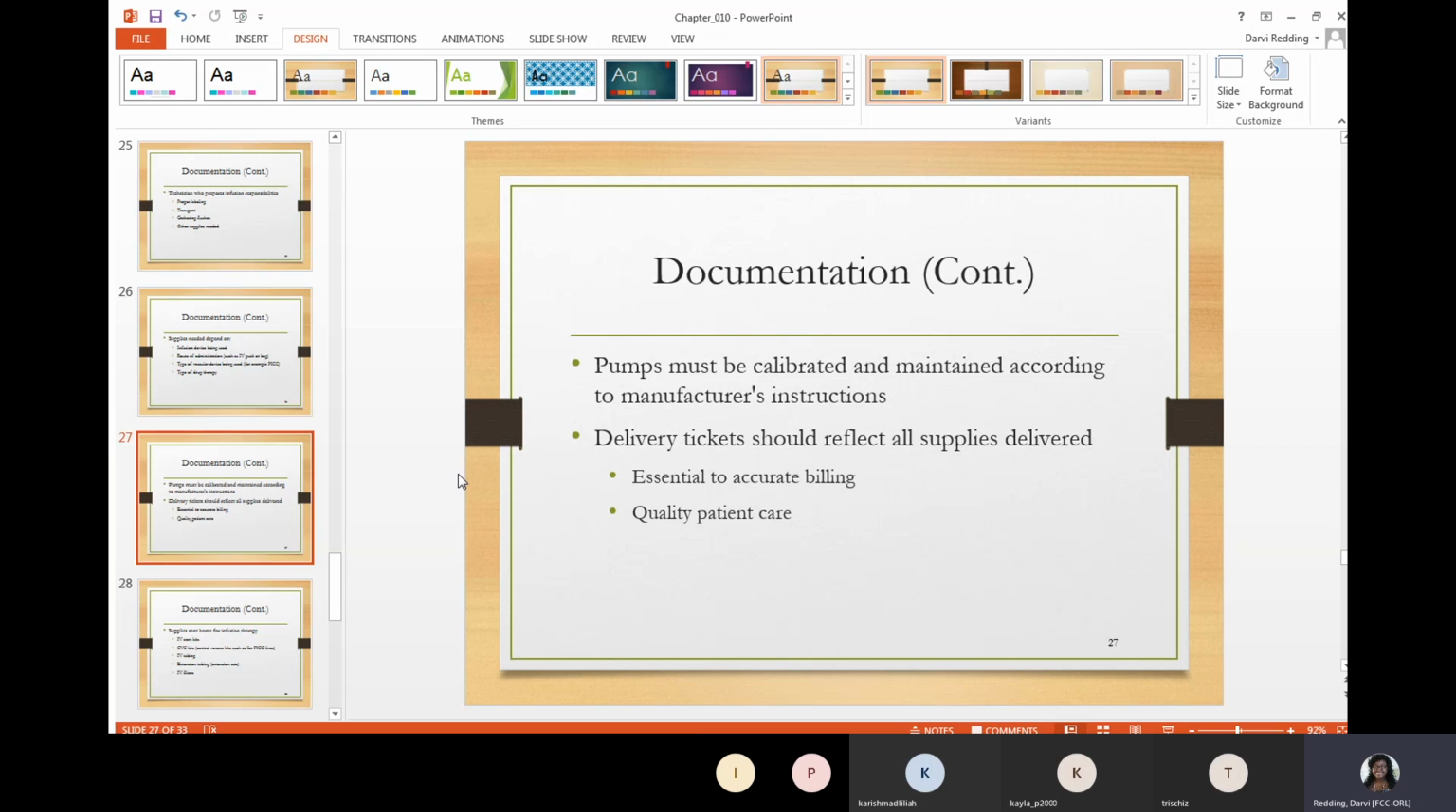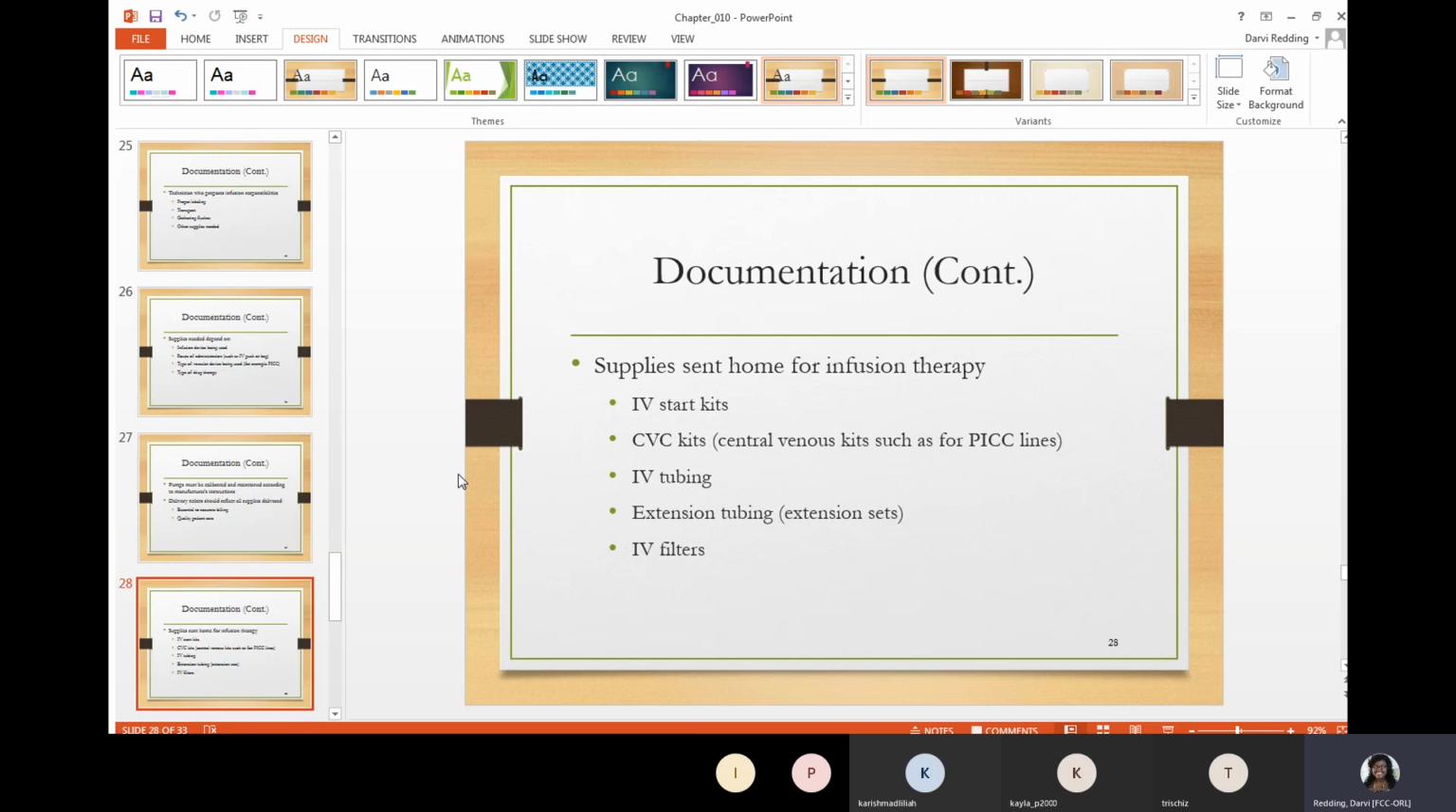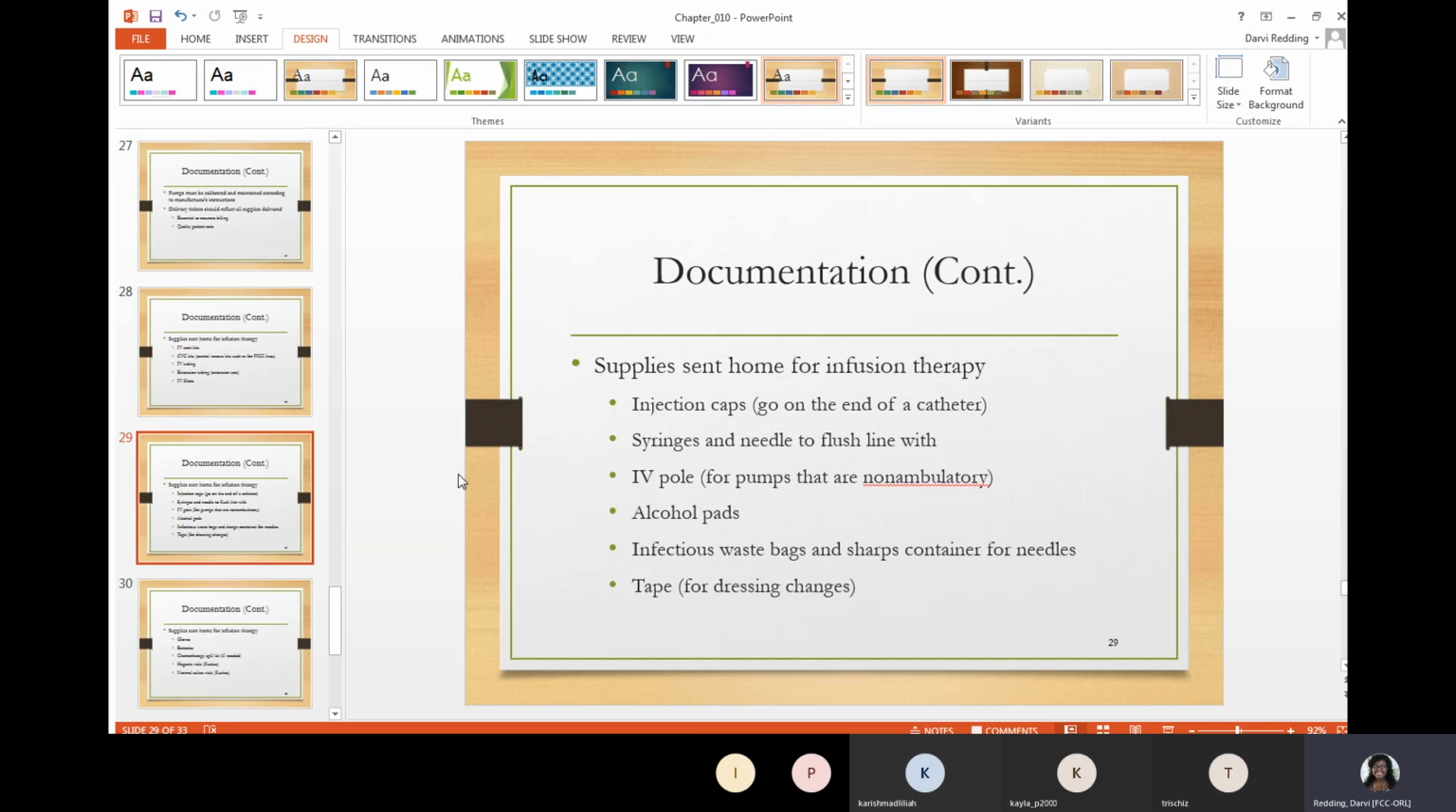So now that we've talked about the documentation, with the supplies, there are some different supplies that should be sent home when it comes to infusion therapy. So when it comes to if supplies are being sent home, the patient needs to be sent the IV start kit, the CVC kits, which is going to include the central venous kits, such as the PICC lines. Patient's going to receive some IV tubing, and then they can also receive extension tubing, which is basically extension sets. And then they're also going to receive an IV filter. So all of this needs to be documented on what was also sent.